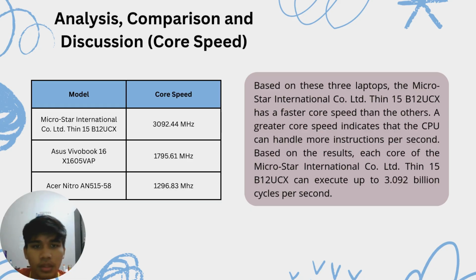So this is the analysis, comparison, and discussion for the core speed. Based on these three laptops, the MSI 1015 has a faster core speed than the others. A greater core speed indicates that the CPU can handle more instructions per second. Based on the result, each core of the MSI 1015 can execute up to 3.092 billion cycles per second.